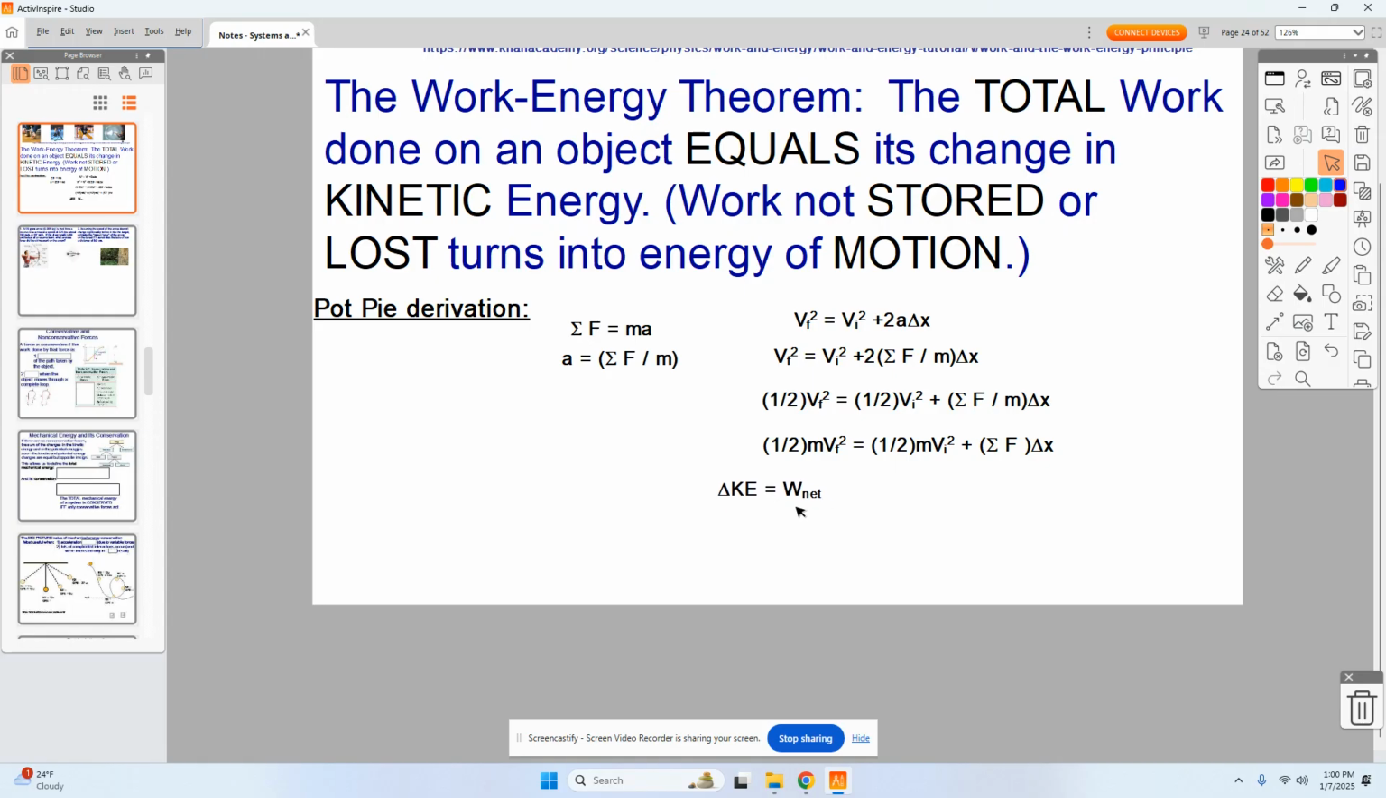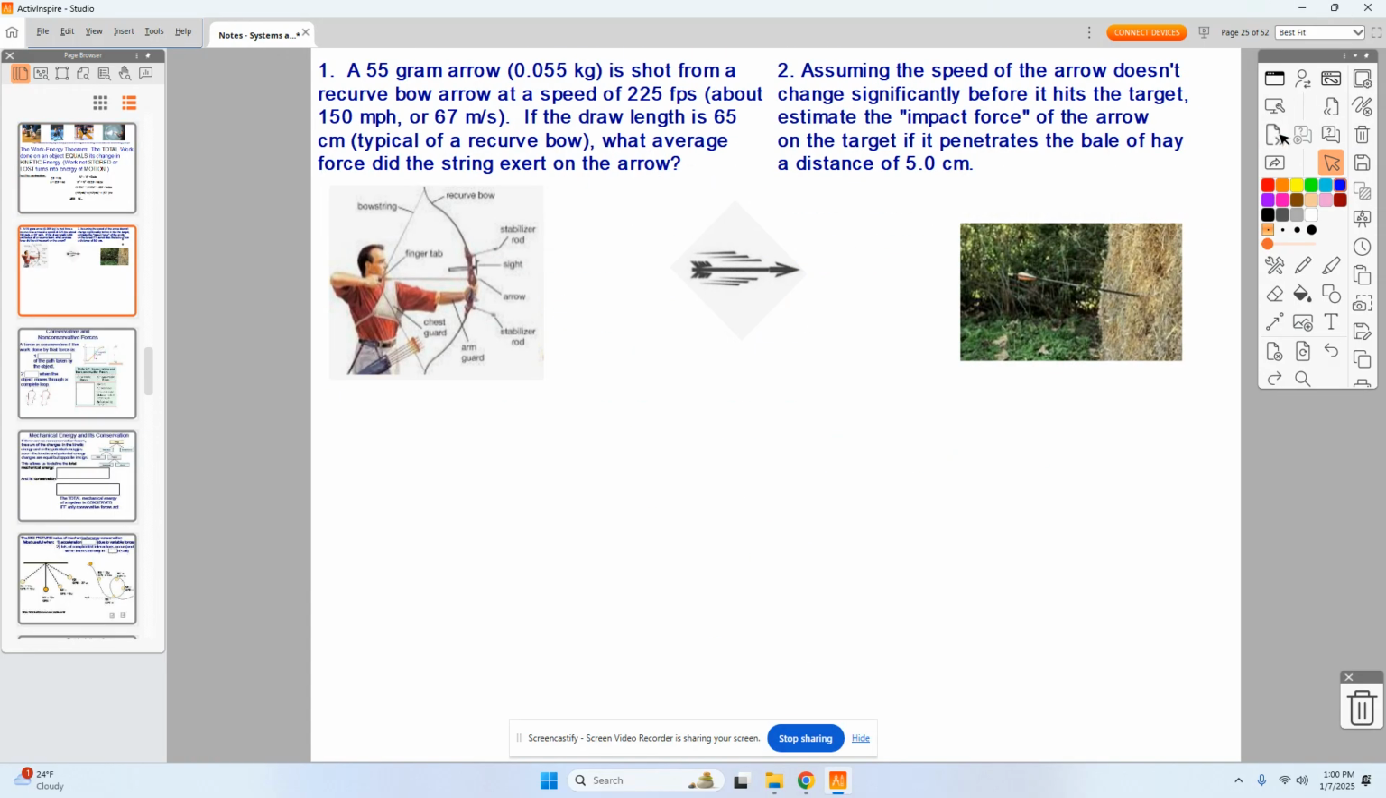That derivation, I went through in detail yesterday with you. This is for that recording. Okay, so work net is equal to delta KE. What I wanted to do today, and I ran out of time yesterday, was to show you how to apply this to an example of a bow and arrow.